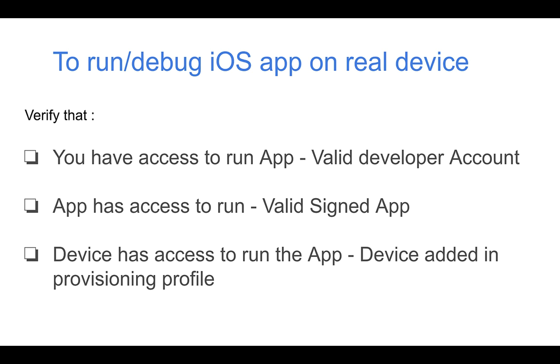So what is meant by the first one? You have access to run the app, meaning you have a valid developer account. The second one is the app has to be signed by a valid developer. And the third one is your device has been added by your developer in the developer account. All right, so we'll see in detail how these three things work.